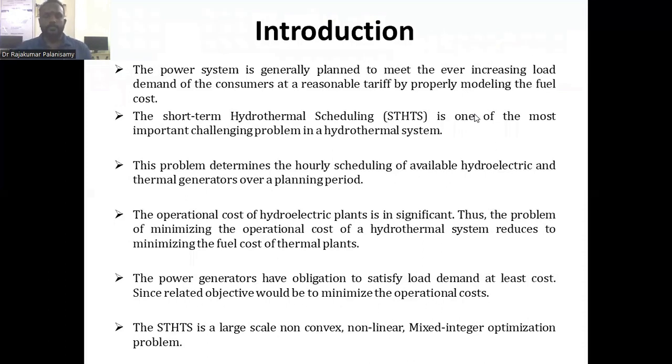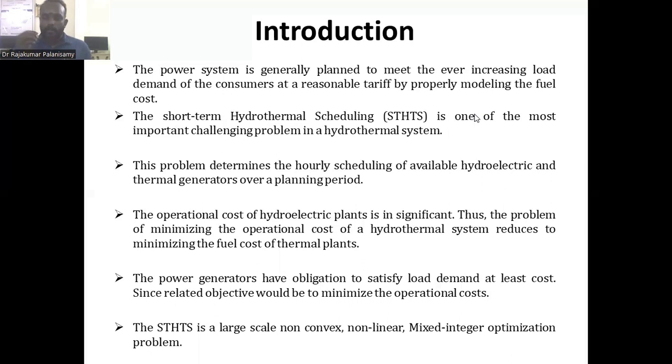Nowadays, power demand is increasing because of population growth. So our main agenda is to reduce the fuel cost of power generation, particularly in thermal. I need to integrate renewable energy sources as well as non-renewable energy sources: in renewable energy, hydro, and in non-renewable energy, thermal. By integrating these two, the problem becomes more complex.